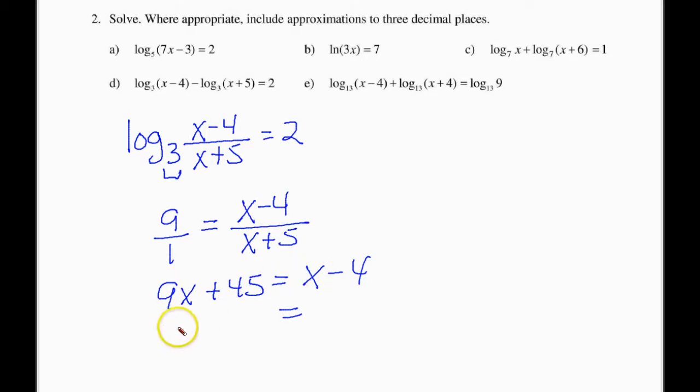subtract x from both sides, 8x. Subtract 45 from both sides, and this gives us a negative 49, and divide both sides by 8, we get x equals a negative 49/8. And if you look below, that's your answer. Again, it looks daunting, but through your practice of what you've done before, you know the technique, and just grind it out.